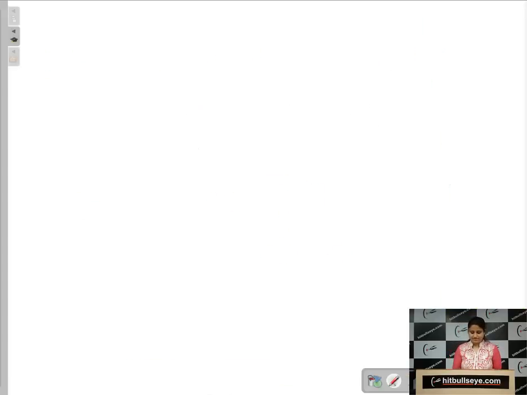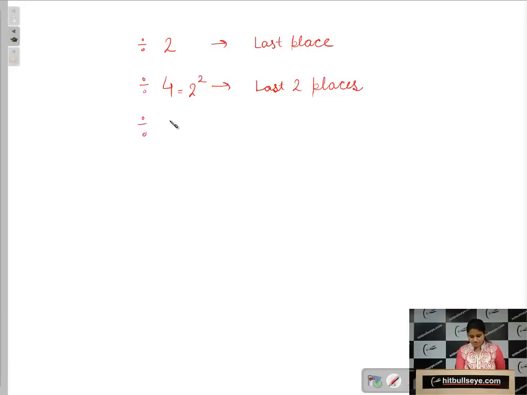So we can say that if we want to check divisibility by 2, we will check the last place. If we want to check divisibility by 4, since 4 can be written as 2 square, we will check the last two places. If we want to check divisibility by 8, since 8 can be written as 2 cube, we will check the last three places. If we want to check it for 16, since 16 can be written as 2 raised to power 4, we'll check it for the last four places.